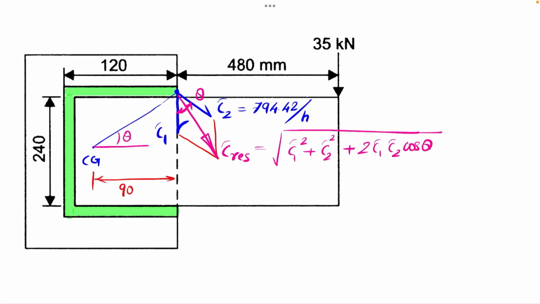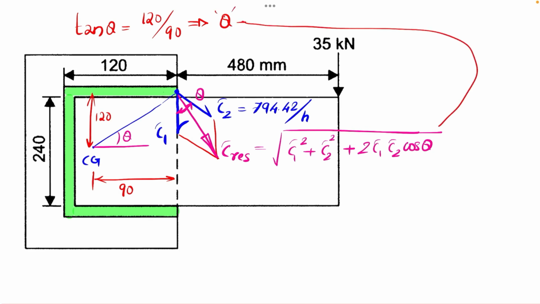For that we are having this distance, from here to here, as 90 mm, and this distance, from here to here, as 120 mm. So if I am taking the value of tan theta, then tan theta will be equal to the opposite side, 120 by 90. From here I will be getting the value of theta. So this theta, if you are knowing, then you can directly substitute into this cos theta. So now I am having the primary shear stress tau 1 as 103.14 by H, tau 2 as 794.42 by H, and the value of theta. Then I can find the resultant.